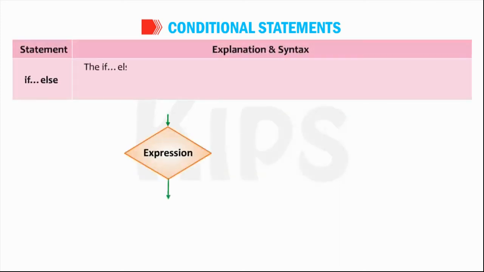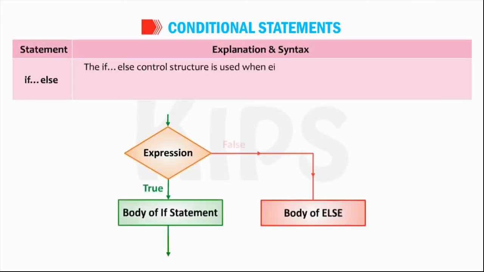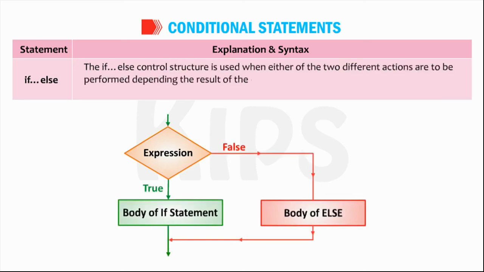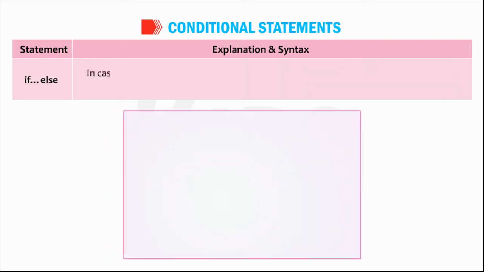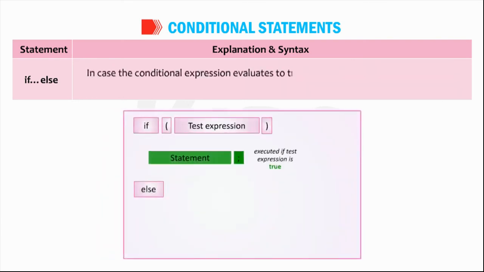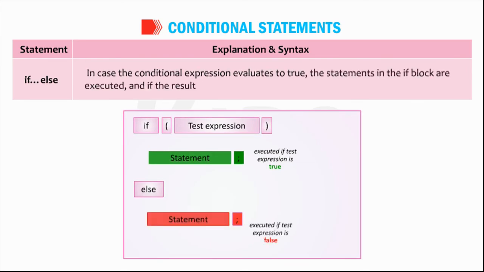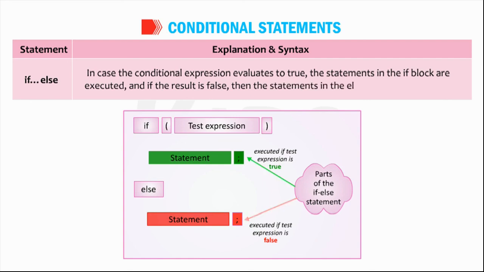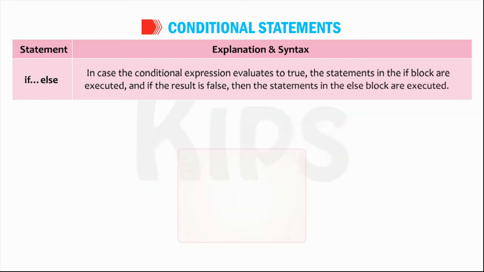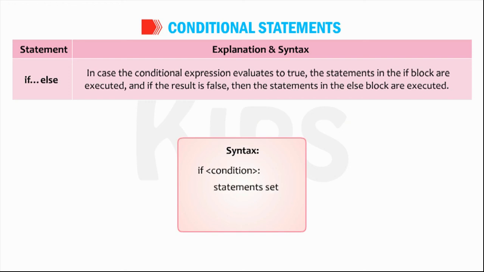If-else. The if-else control structure is used when either of two different actions is to be performed, depending on the result of the conditional expression. It works with two blocks, if and else. If the conditional expression evaluates to true, the statements in the if block are executed, and if the result is false, the statements in the else block are executed. Syntax: if condition, statements set 1, else statements set 2.